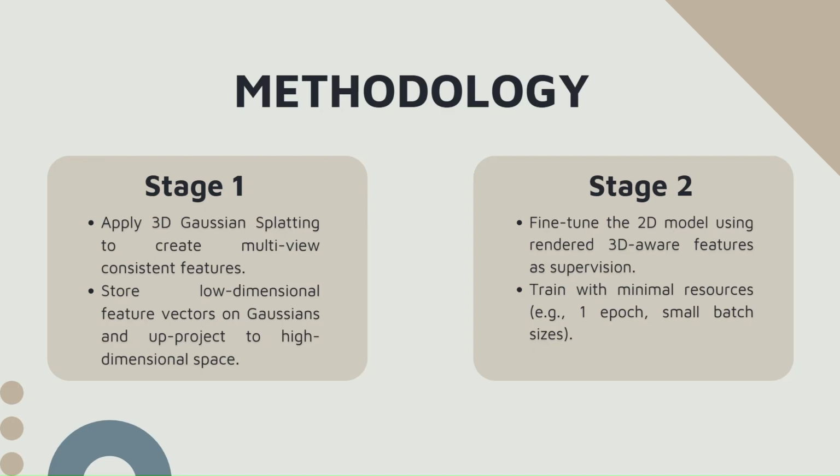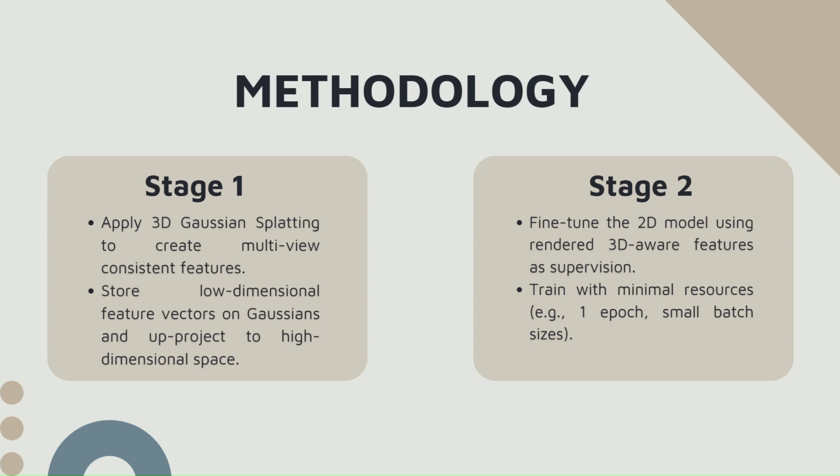Let us begin by understanding the high-level methodology proposed in this work. The major framework is structured into two major stages, each addressing a key limitation of conventional 2D vision models. Stage 1 focuses on lifting 2D features into 3D representations. This is achieved by applying 3D Gaussian splatting, a differentiable rendering technique that distributes learned feature vectors across a continuous 3D volume represented as Gaussians.